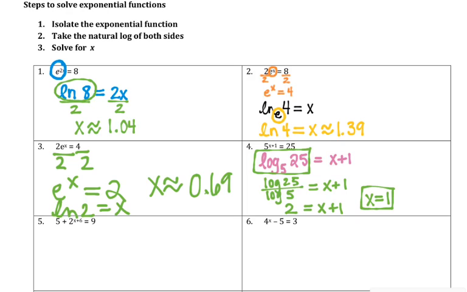Okay, in number 5, what's the base that's under an exponent here? 2. A 2 is. We want this 2 with its exponent to be the only thing on one side of the equation. So what has to happen for that to be the only thing on this side? Subtract 5. So I want everybody to subtract 5 from both sides and then change it into a logarithm with the appropriate base. If the base is e, you're going to use a natural log.